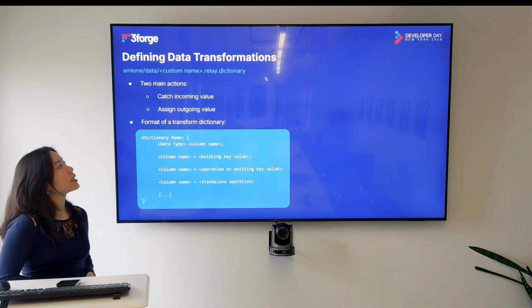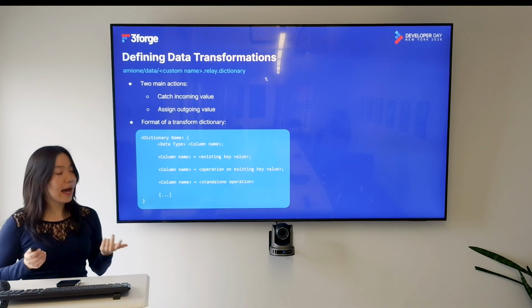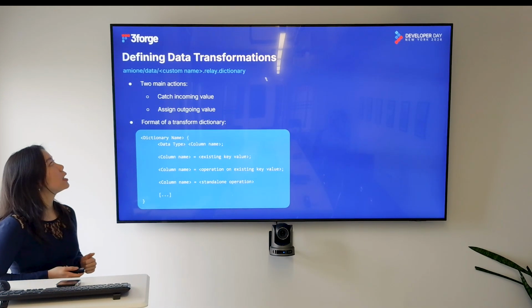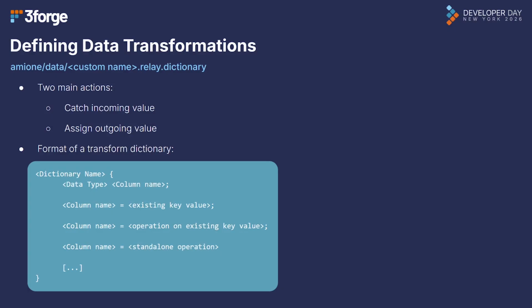Now, let's shift to the relay dictionary file, which defines how data should be transformed. So this file will just basically define a bunch of dictionaries following this format. And there are two main actions that a dictionary can really do. The first is catching incoming values and assigning outgoing values. So all of the dictionaries will have a name, and then within the braces, you'll define all of your logic. And usually the logic will follow the format of these four different types of statements.